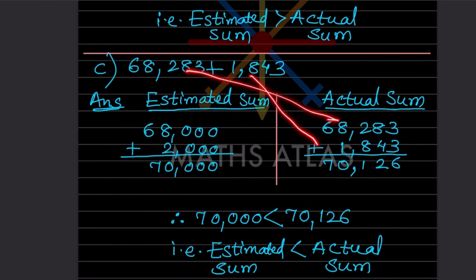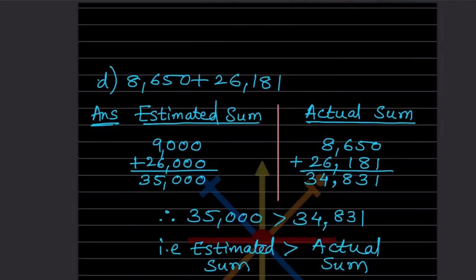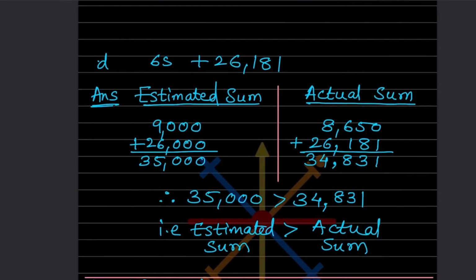Now for the actual sum, these numbers remain the same. So you get 70,126. Here what you can see, 70,126 is greater than this one. So you open the mouth over here. So we say the estimated sum is less than the actual sum. Same over here. Sorry about that.